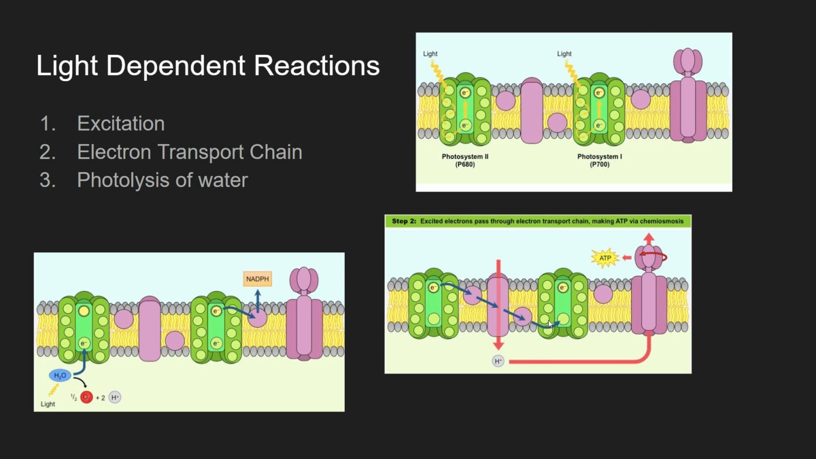Remember the proton pumps from before, right? And then they pump out the hydrogen ions, or the protons, into here, and those protons go through ATP synthase and create ATP. Similarly to cellular respiration, just much quicker. And then these electrons pass through to photosystem 1.